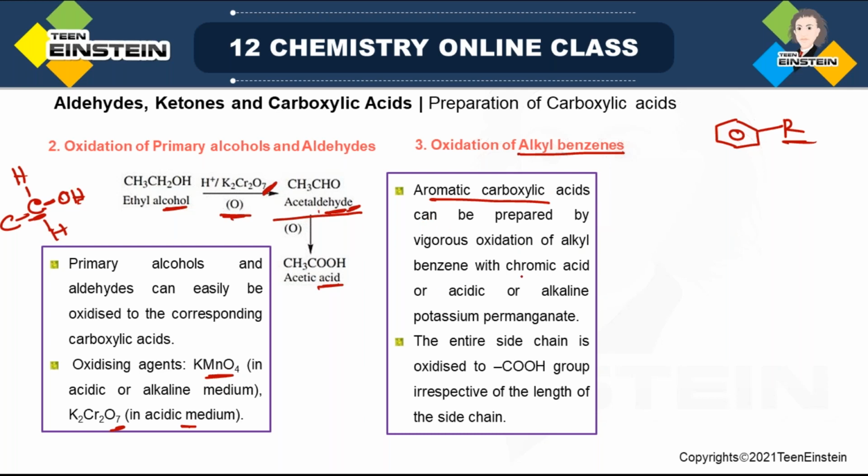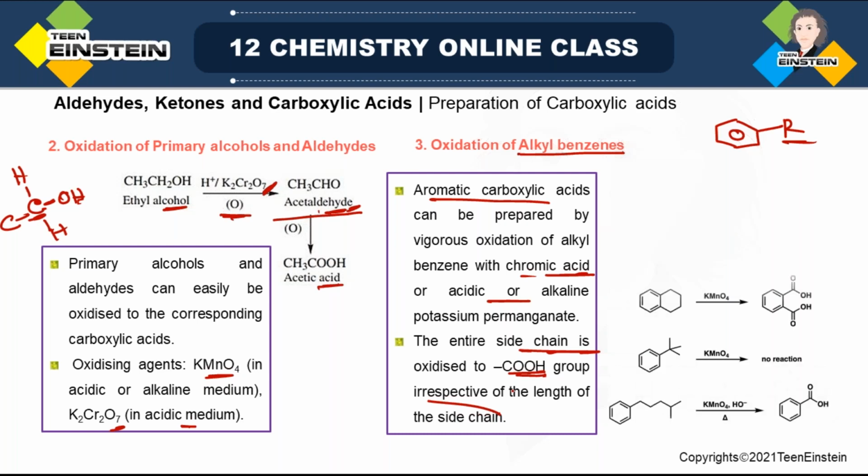Vigorous oxidation of alkyl benzene with chromic acid, or acidic or alkaline potassium permanganate. You can use any of these reagents. The entire side chain, because the side chain may be one carbon, two carbon, sometimes branching may be there. But the interesting point is you will always get a CO2H group directly attached to the benzene ring. Whatever is the length of the side chain, that doesn't matter. If it is methyl benzene, you will get benzoic acid. If it is ethyl benzene, then also you will get benzoic acid. Fine. So see, these are the examples.